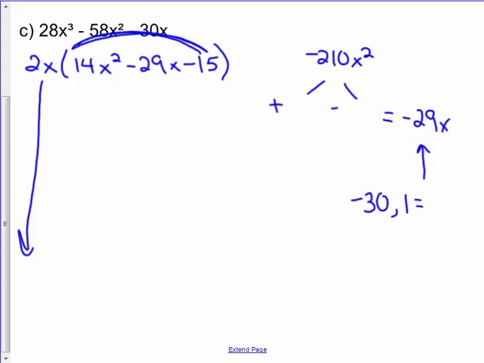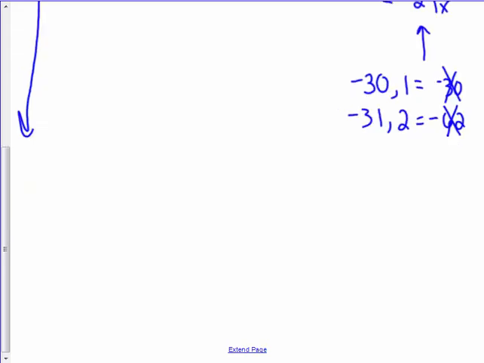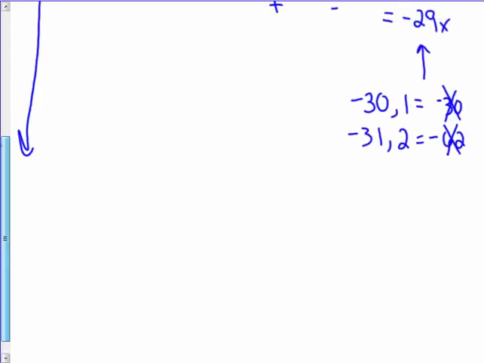But when I multiply those, what do I get? I get negative 30. What did I want it to multiply to? I wanted it to multiply to negative 210. So that doesn't work. Well, okay, increase it, because I want the multiples to get bigger. So when I multiply negative 31 and 2, I get negative 62. Nope, still not big enough. Keep increasing the numbers so that I can get to negative 210.